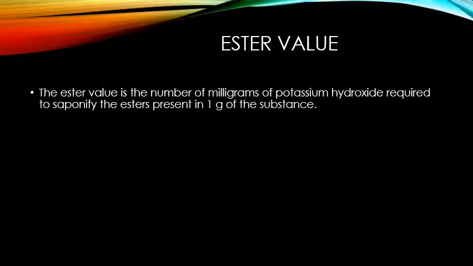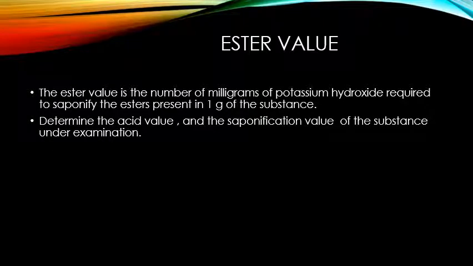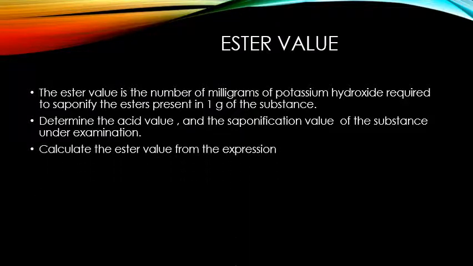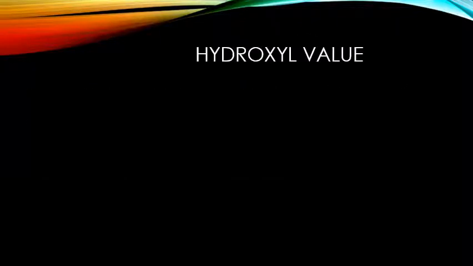Then we will discuss the ester value. The ester value is the number of milligrams of potassium hydroxide required to saponify the ester present in 1 gram of the substance. Determine the acid value and saponification value of the substance under examination. Calculate the ester value from the expression: ester value is equal to saponification value minus acid value.